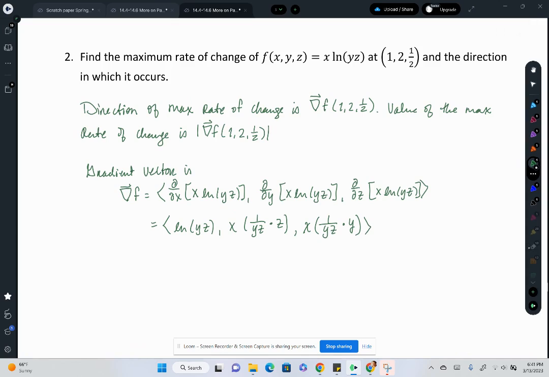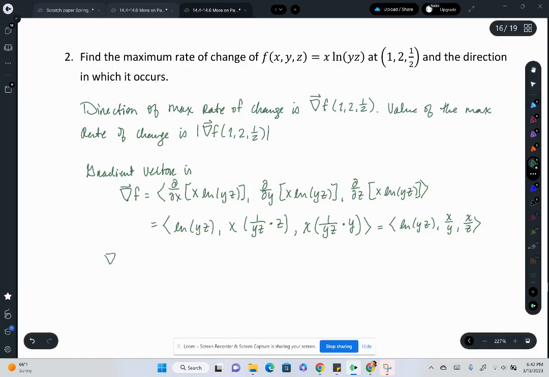Now I simplify these. In the second component, the z's divide out. In the third component, the y's divide out. And this leaves me with a vector with components ln(yz), and then x over y, and then x over z. So that's our gradient vector as a function.